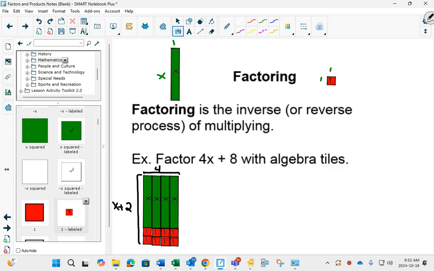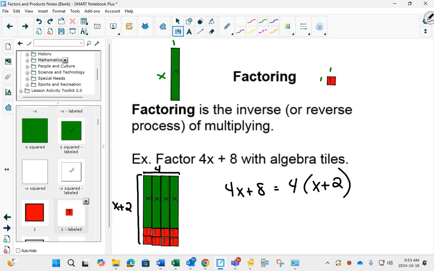Algetiles are really nice at the beginning for seeing what happens. They are extremely annoying for actually factoring, because who wants to draw out 12 little things and put them together? It's kind of annoying, but it does help us understand it. So the idea here is that if I write 4x plus 8 as a rectangle, I can say that the answer, because that's the area, is equal to 4 times x plus 2, because that's the length and the width of that rectangle.